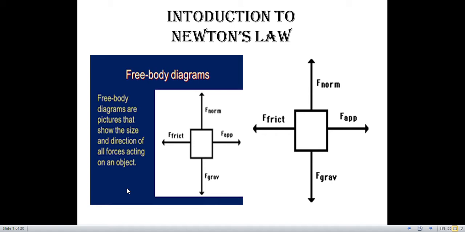Now, today we're going to look at the introduction to Newton's laws. We're going to outline the following. We're going to define a force. We'll look at the types of forces, and then discuss them one by one. Then, as well as Newton's first, second, and third law.